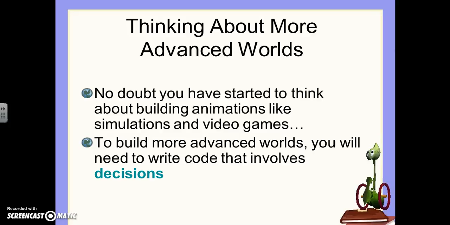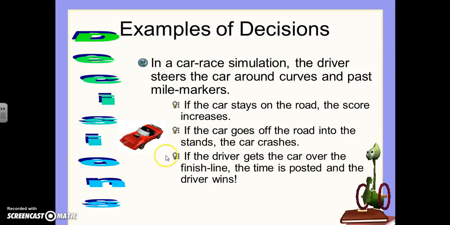Now, to build some of these more advanced worlds, you'll need to write code that is going to involve decision making. That's what this is going to do. This is what Section 2 is going to focus on. So different examples of decisions.